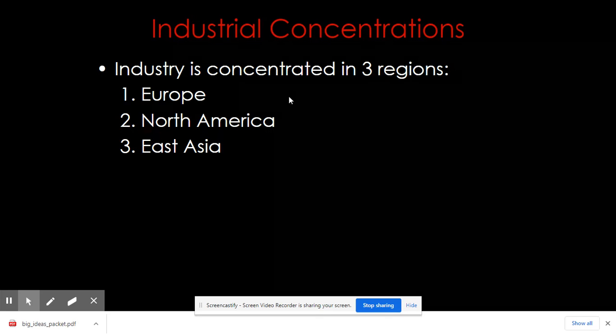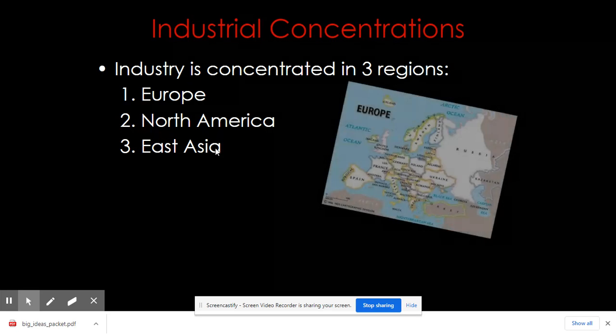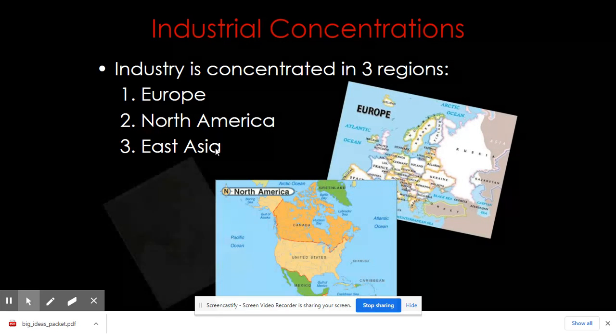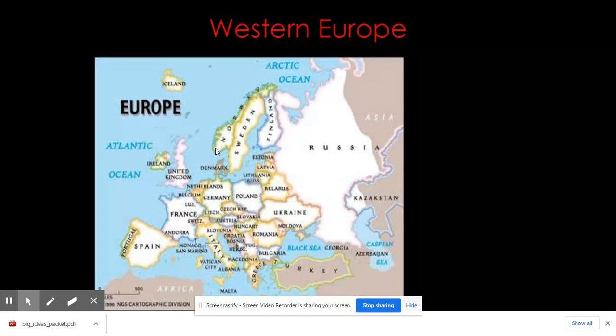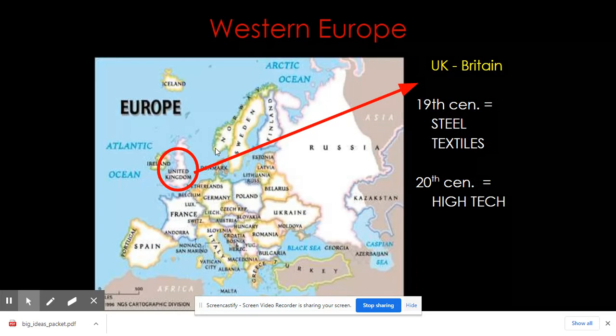So at the very top of your note catcher, you are going to write down Europe, North America, and East Asia. These are three regions of industrial concentration, or in other words, where does our stuff come from? Then in this next map, let's look at Europe. So in the 1800s, this is basically where our industrial revolution happened and then kind of spread to the United States.